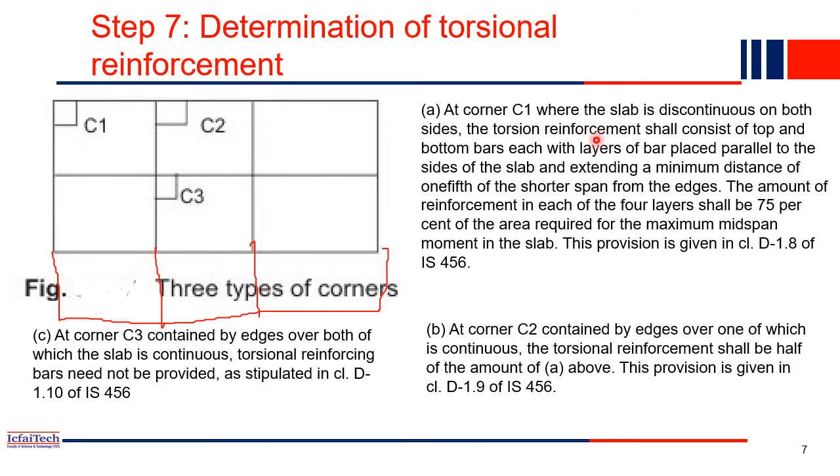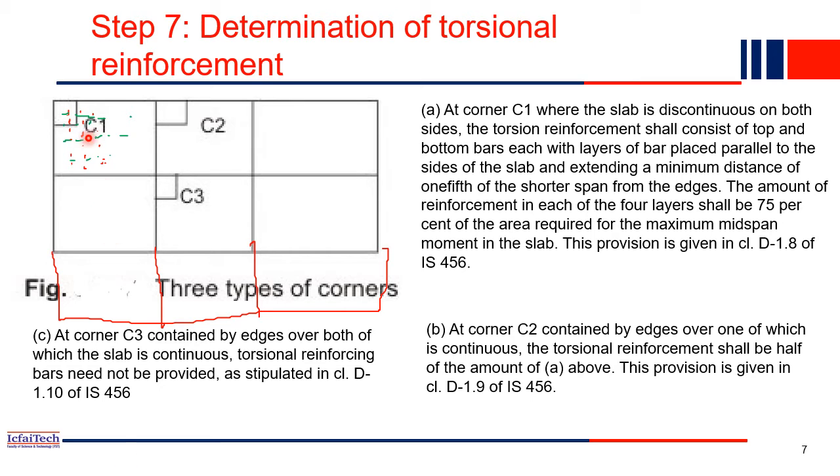So this clause you will find in the provision. If you visit IS 456 clause D 1.8, you will get this writing. What does it say? C1 means corner panel, right? Here both the sides are discontinuous. So in that case, you have to provide reinforcement parallel to the edge. So you have to provide reinforcement along both axes, one along the y axis and one along the x axis. This grid of reinforcement you have to provide.